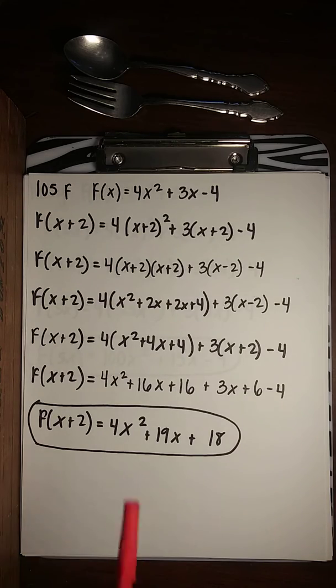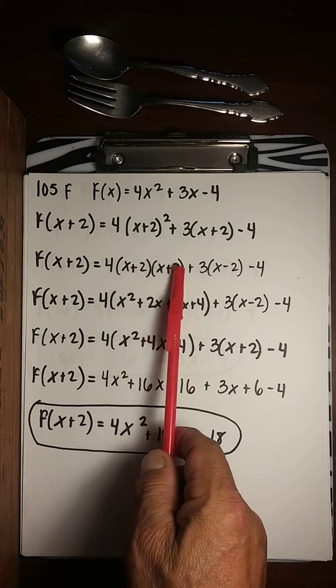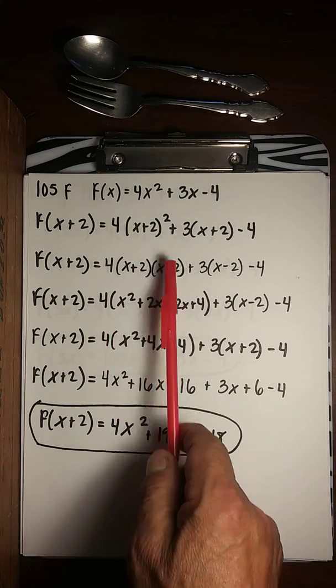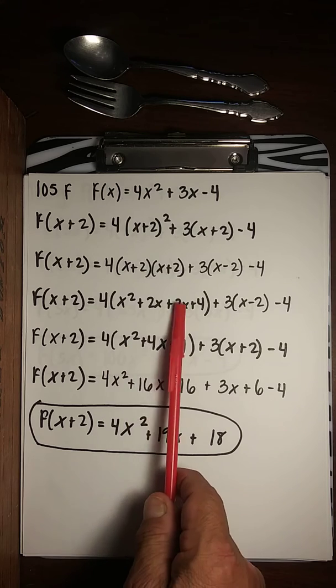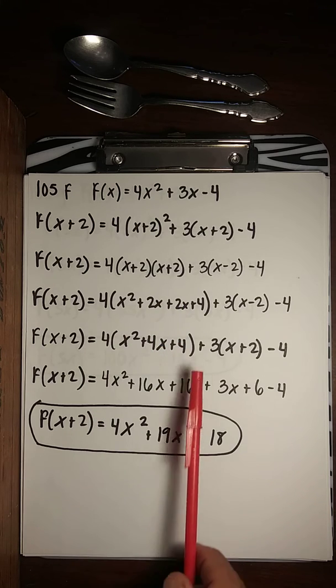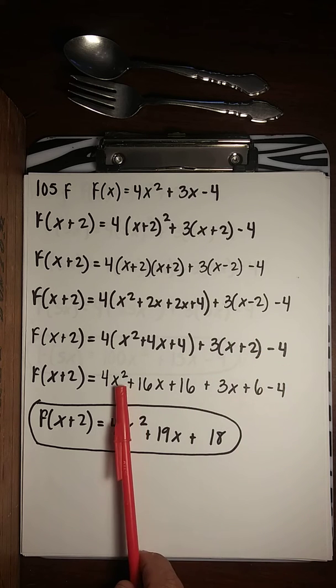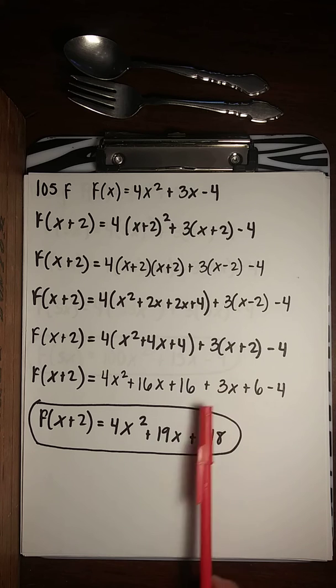F of x plus 2. That means x plus 2 there, x plus 2 there. So x plus 2, x plus 2, x squared plus 2x plus 2x plus 4. Add them together, it's 4x. That turns out it's 4x squared. That turns out 16x. That turns out 16. And this one, 3 turns out 3x. 3 times 2 is 6 minus 4. 4x squared, that's it. 16, that one is 19x.